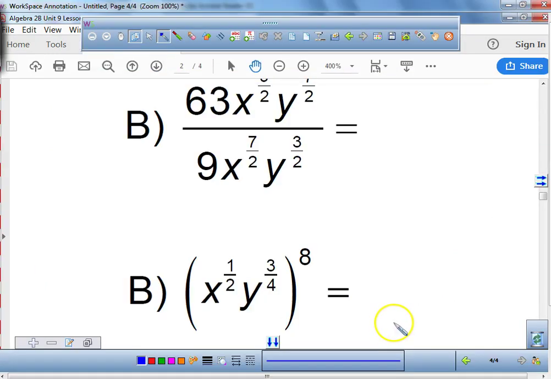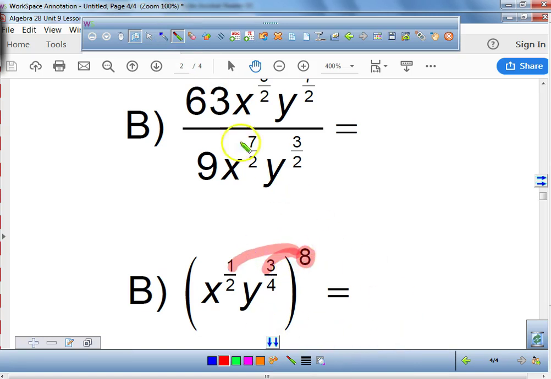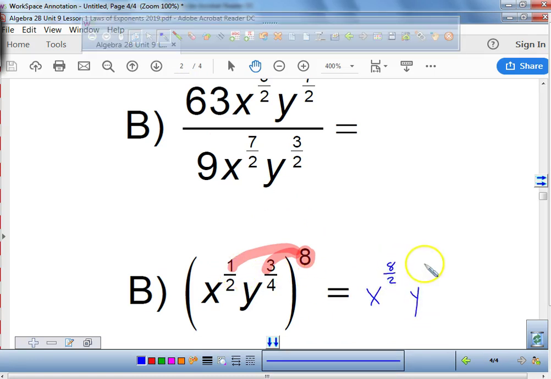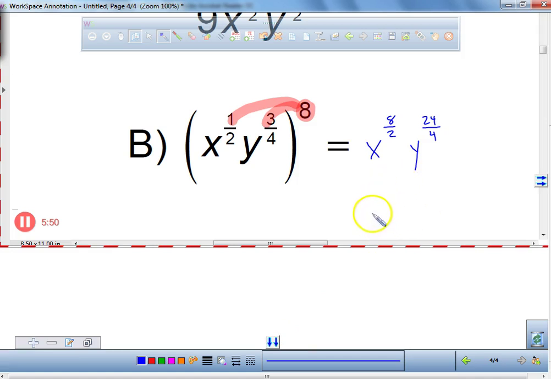This one is also the power property. So what do we have to do with this power? We have to take this power and distribute it to both of those. So right here, we're going to get 8 over 2, and we're going to get 24 over 4. But am I finished right here? Is that correct, Eric? Can I reduce those a little bit more? So what would my final answer be? X to the power of what? 4. And y to the power of 6. That's it.